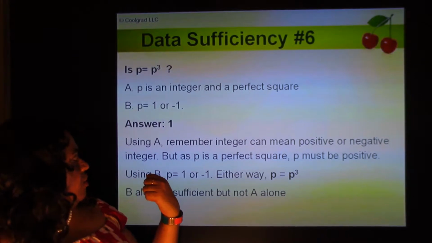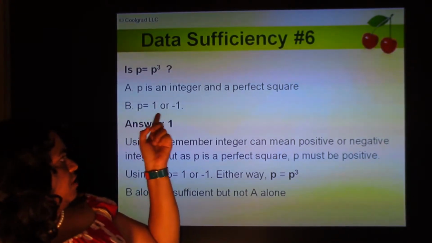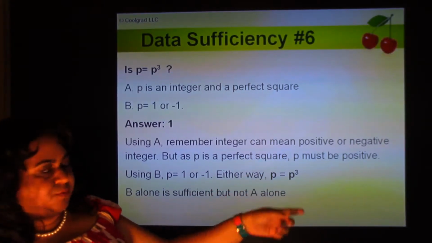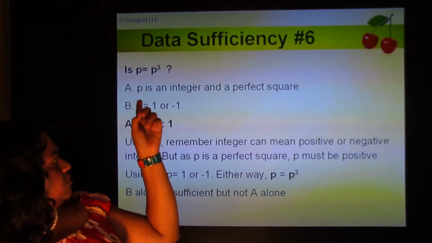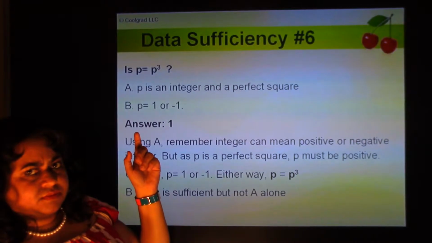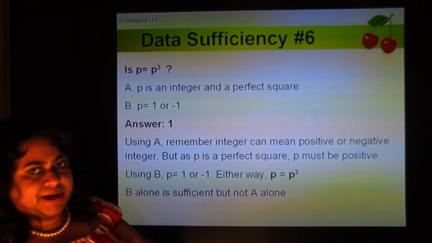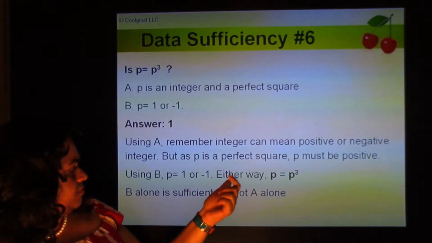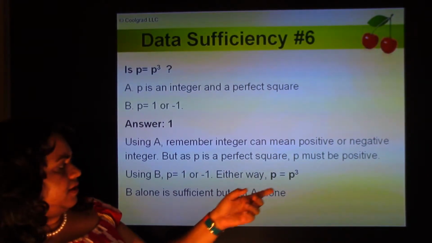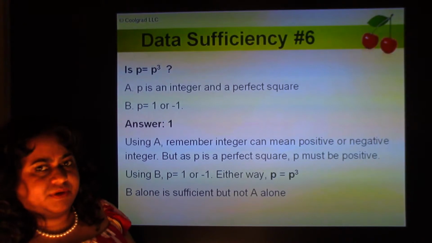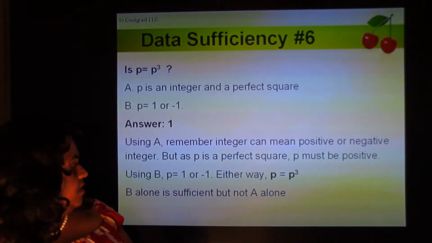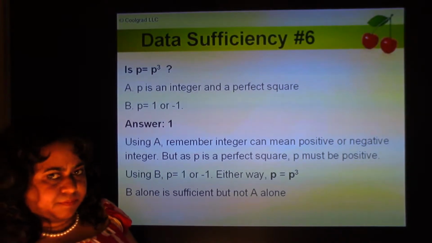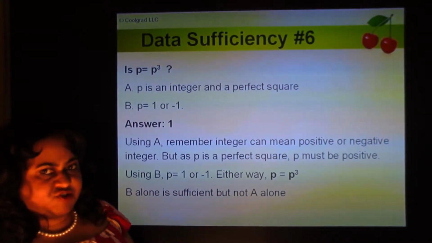Let's look at statement B alone. It says P equal to 1 or P equal to minus 1. So either way, P equal to P cube, right? So 1 is equal to 1 cube. And minus 1 is equal to minus 1 the whole cube. So either way, P equal to P cube, whether it's 1 or minus 1. So statement B alone is sufficient to answer this question. But statement A alone is not sufficient.